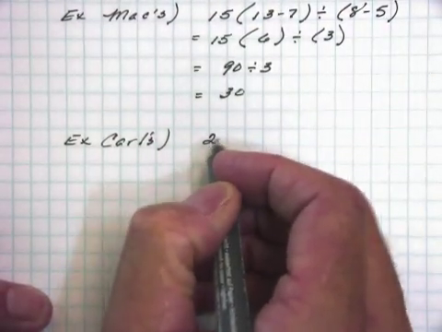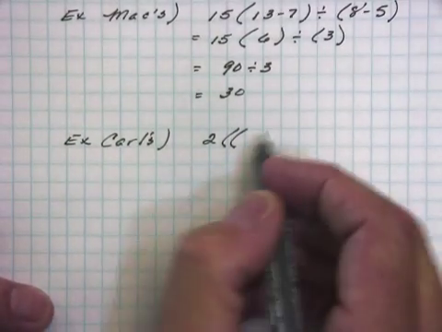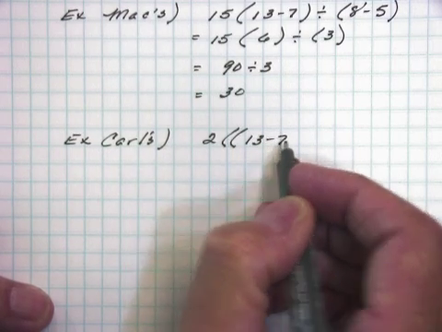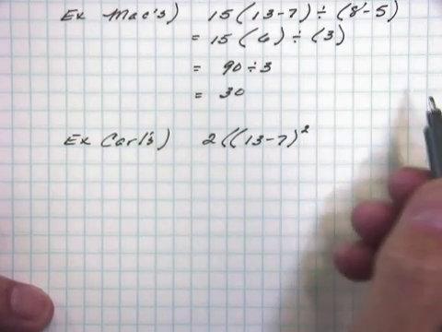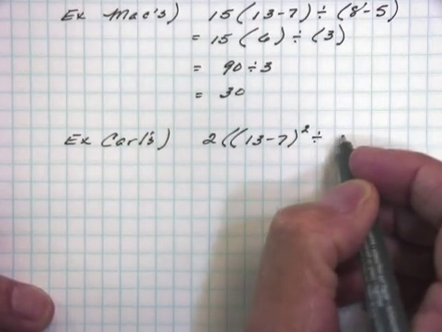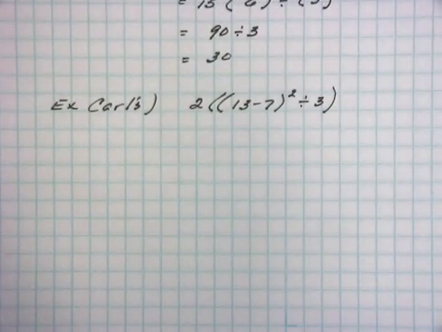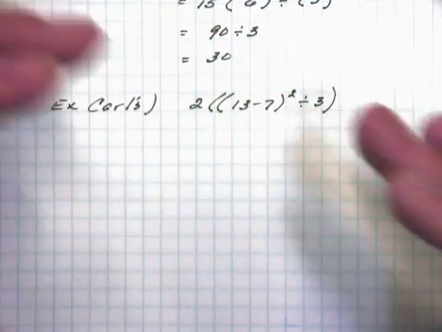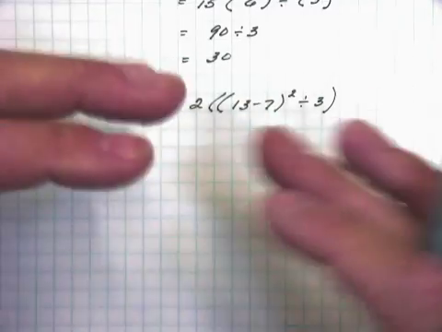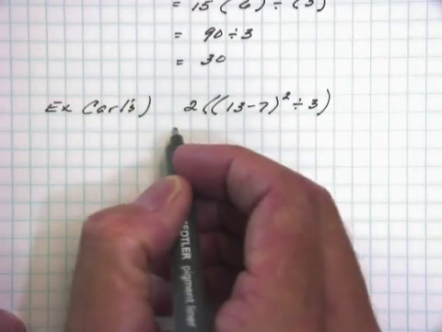Let's do another one. This is example Carl's. Do you know what the category is yet? Category for my examples? So let's take a look at this one. We've got 2, and then open up 2 sets of parentheses and write 13 minus 7, and close one set of parentheses and then square it, and then divide by 3, and then close that last parenthesis. Okay, so a lot of stuff going on here.